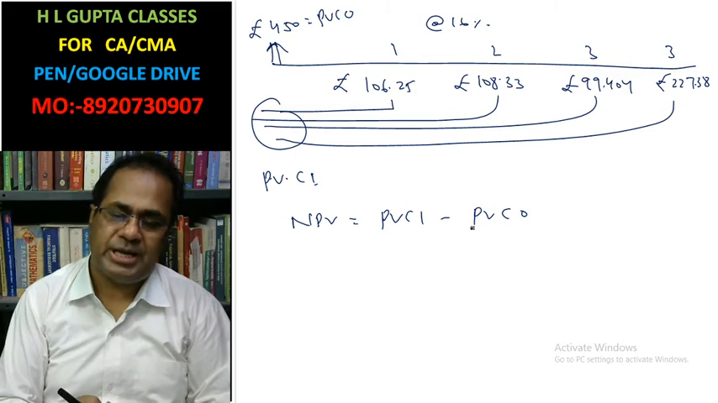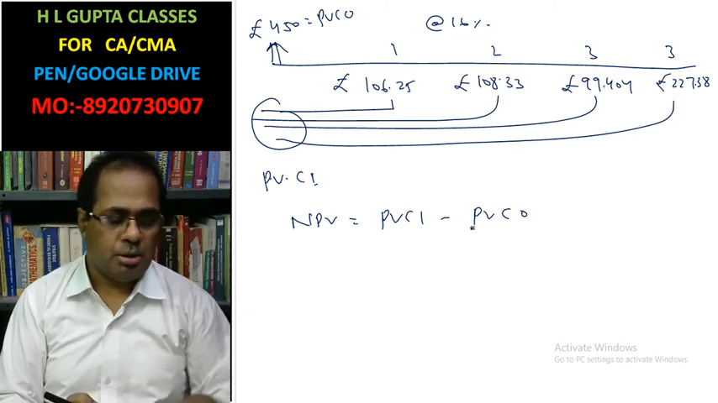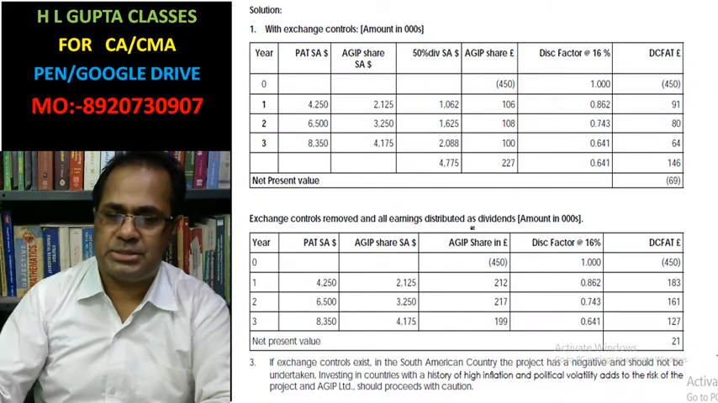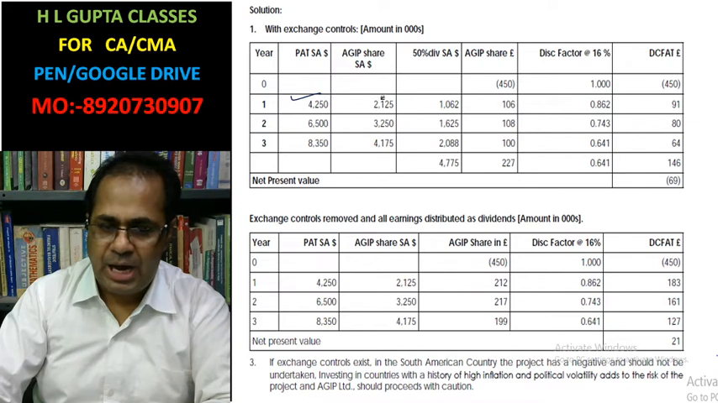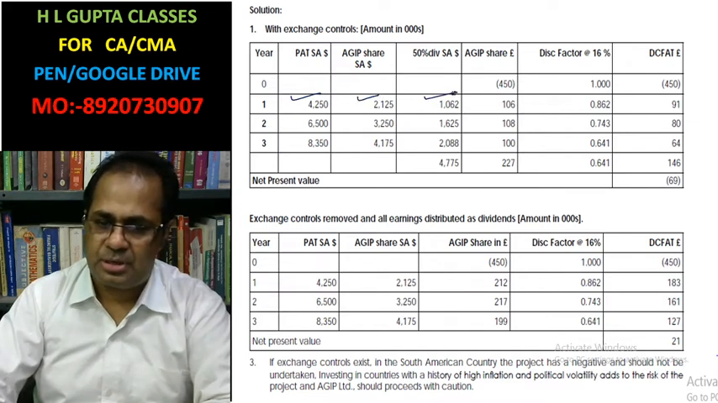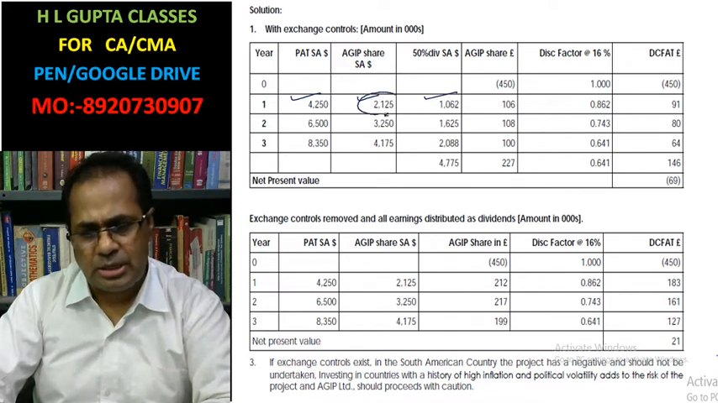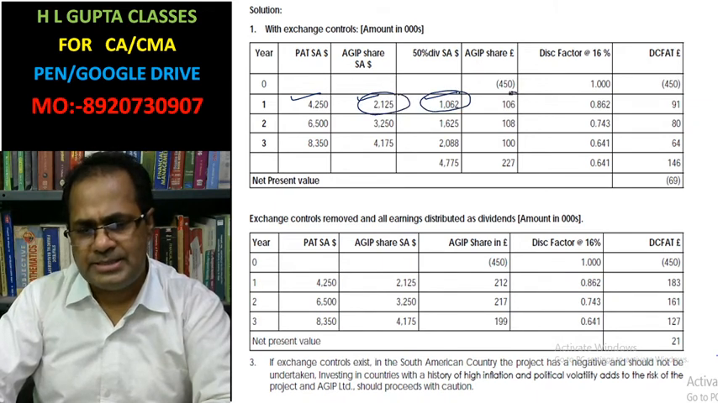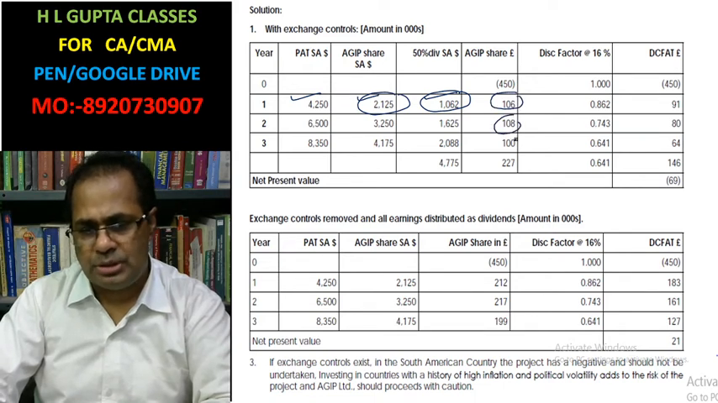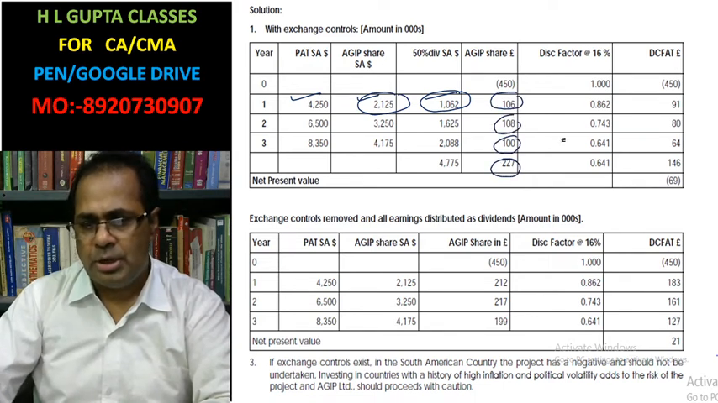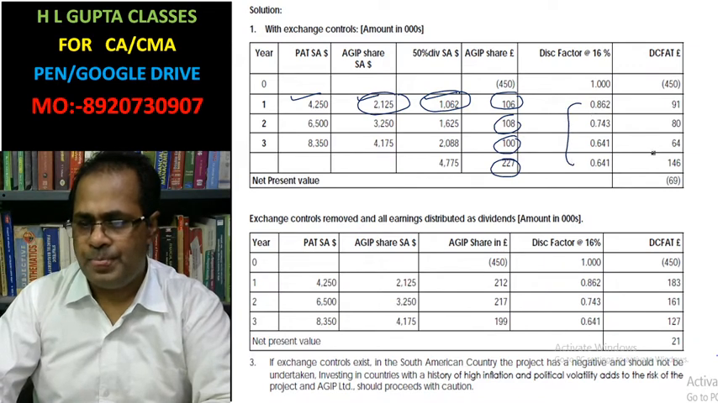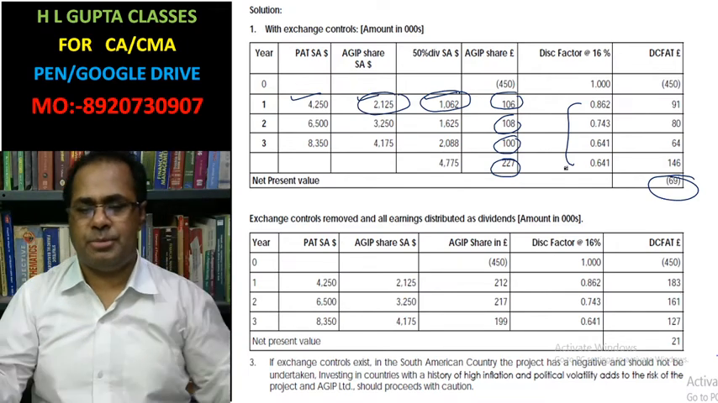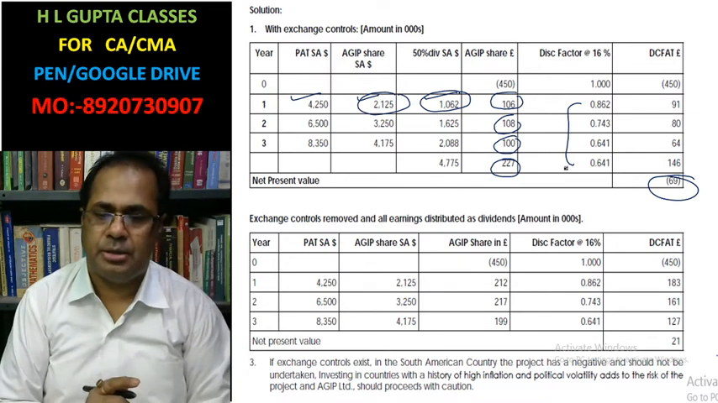If it is positive, then accept; if it is negative, then reject. Look here, the solution is given in this case. The same way it is done. This is your profit; half of this is your share, because of the restriction. This is the exchange control. This is in pound. Now this is the discount rate, and net present value is negative. Hence the project is rejected.